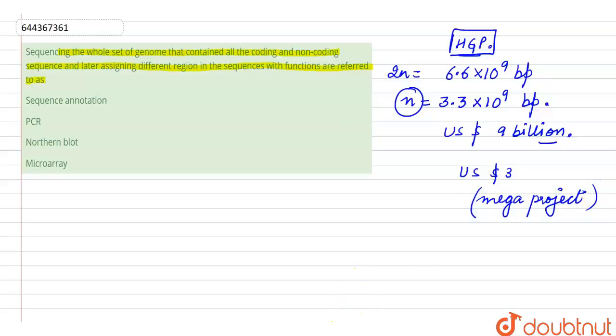One was simply sequencing the entire set of DNA, whether it is a coding sequence or the non-coding sequence. We know that only 2% of the DNA is the one which codes for proteins, and the rest of it is the junk DNA, which has functions such as evolution and other functions. So sequencing the whole set of DNA, whether it is coding for proteins or not, this method was called sequence annotation.